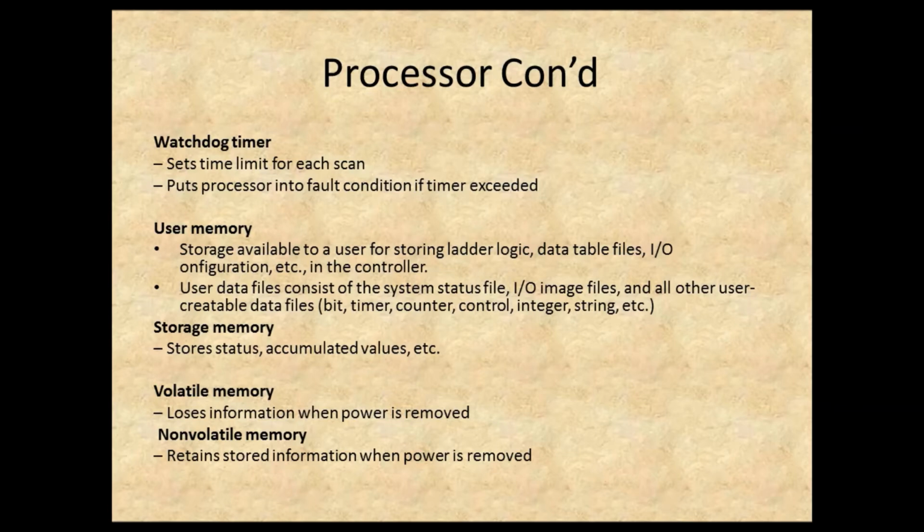Volatile memory loses its contents when the power is removed. So anything in volatile memory, when that processor shuts down, it's gone. Non-volatile memory retains stored information when the power is removed. So we've got to remember those types of memories, because when we look at timers and counters, those memories will either be there or not be there, and it's good to know where they're stored and how they're stored.